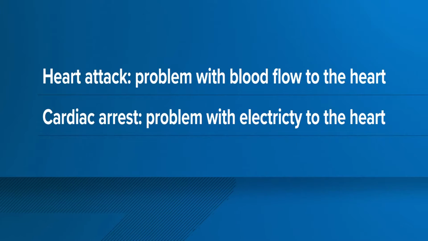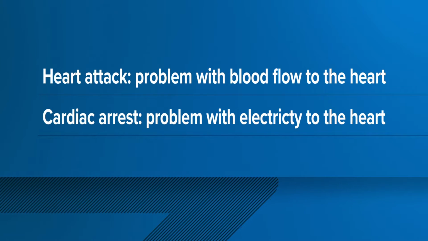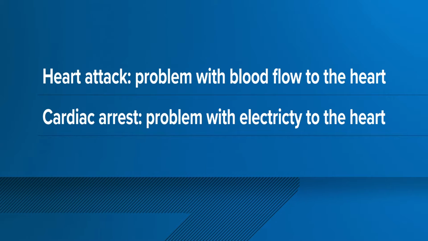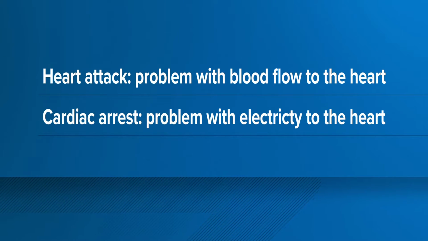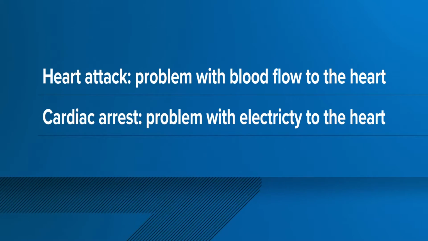So if there is a problem with the blood flow to the heart, that is called a heart attack, where you actually have a plumbing issue. The heart's not getting the blood that it needs. If the problem is with the electricity to the heart that regulates our heartbeat and our heart rhythm, that's called a cardiac arrest. Now, a plumbing problem, like a pipe burst in your house, can cause the electricity to short.